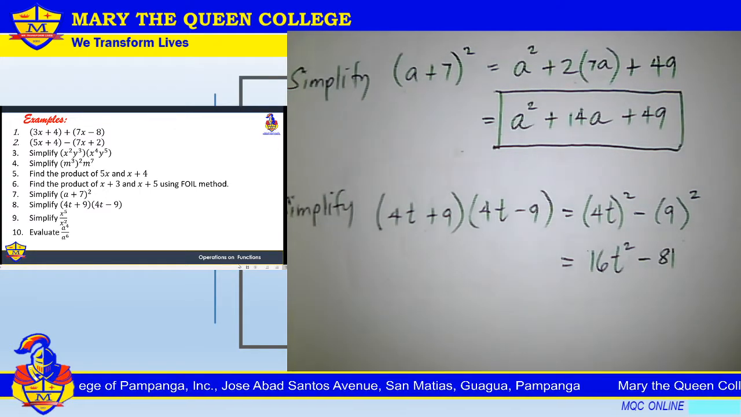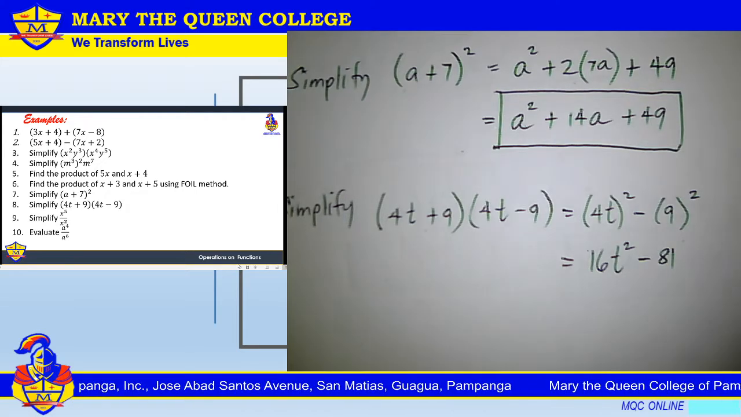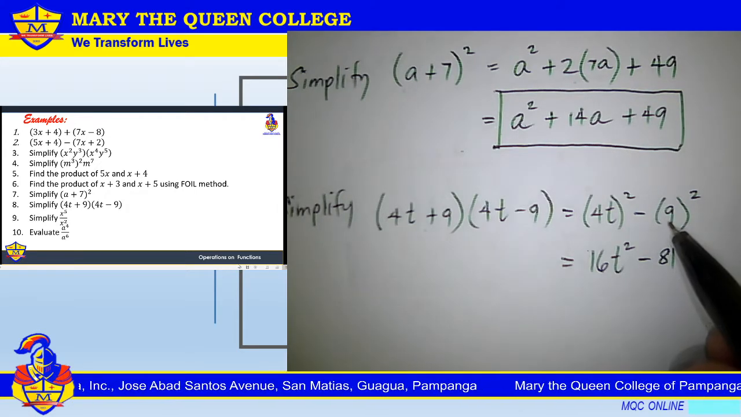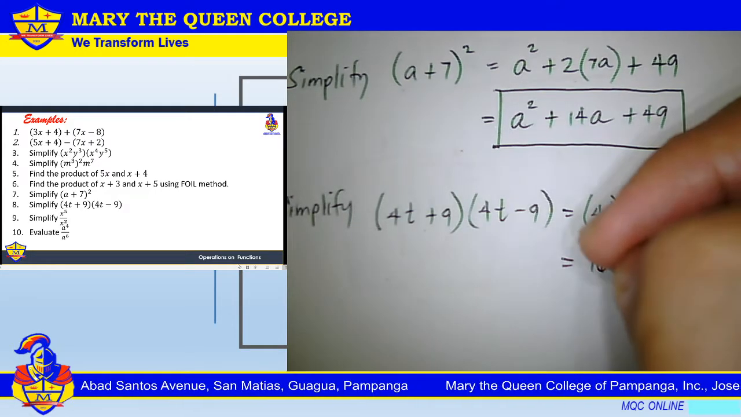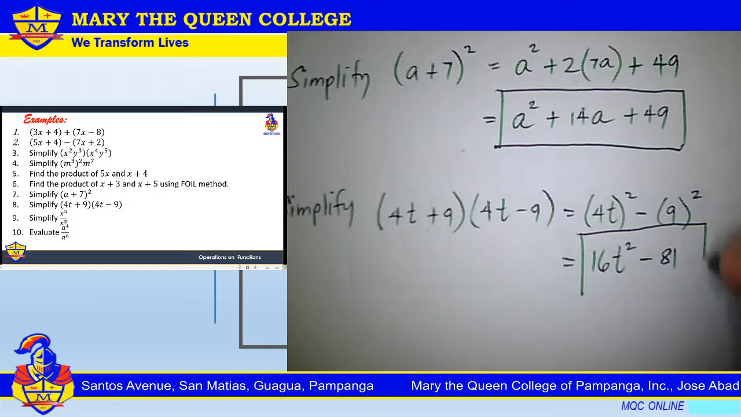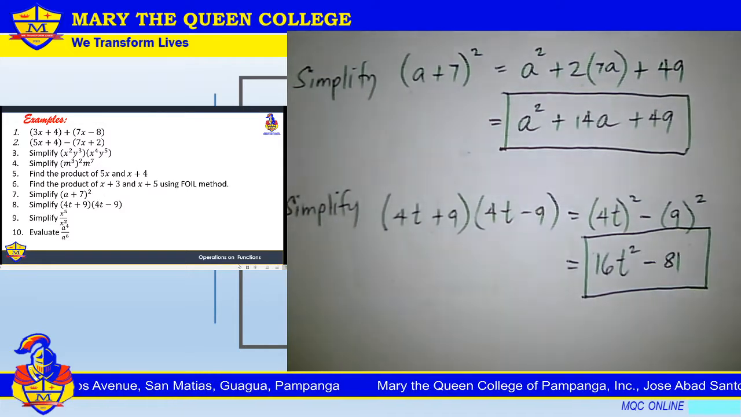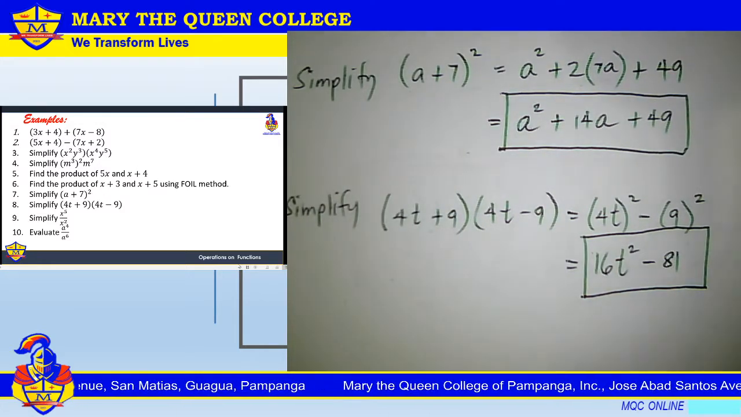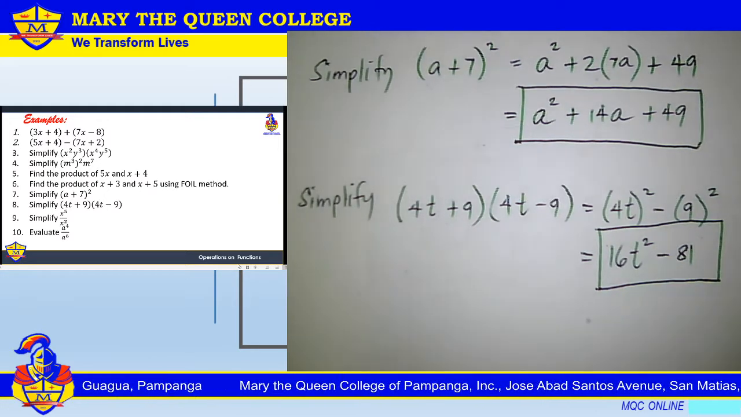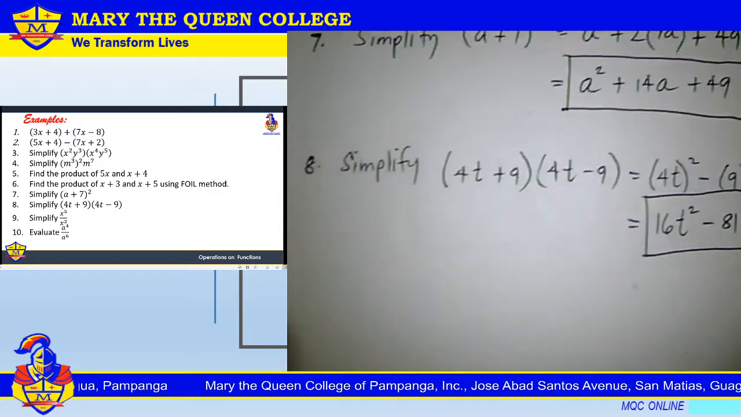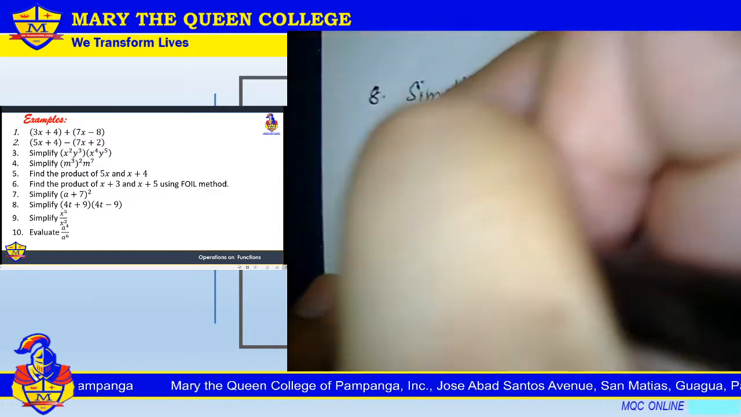Remember class, square and times 2 are different. No? So, kapag in-square natin yan, 9 times 9 po yan. Hindi siya 9 times 2. Okay? So, the final answer here is 16t square minus 81. So, ganun lang po kadali. That's how simple it is. Okay? Then, we'll proceed for number 9.